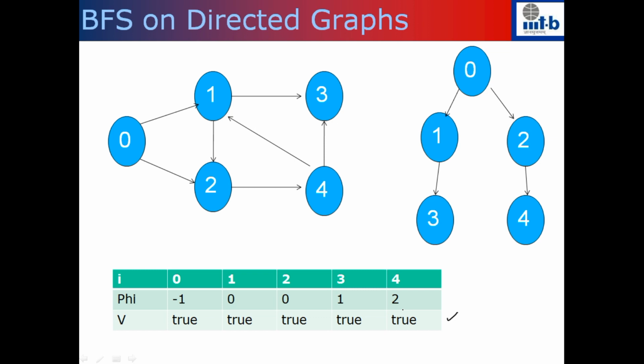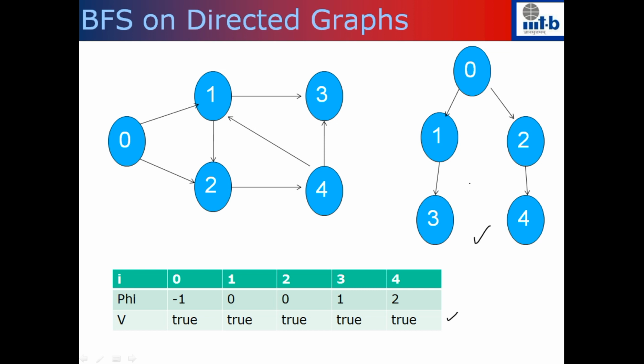On the right hand side is the BFS tree corresponding to this BFS traversal, which is exactly given by the pi function. If you just look at the collection of edges of the type pi of v comma v for every vertex v other than the starting vertex, what you get is the BFS tree, which will have exactly n minus 1 edges, and it will be a connected graph.